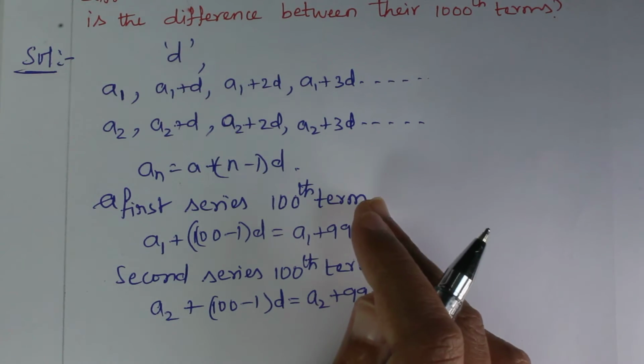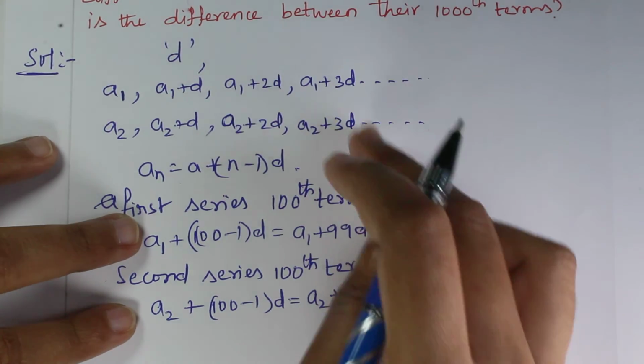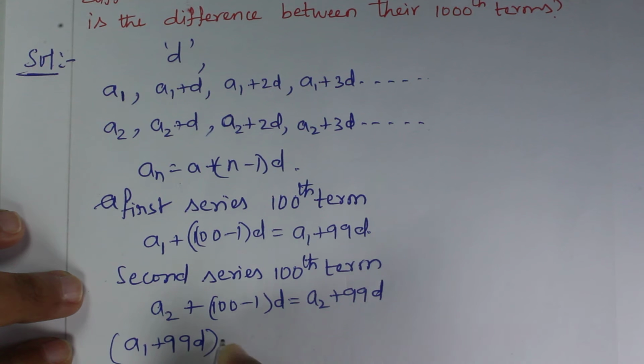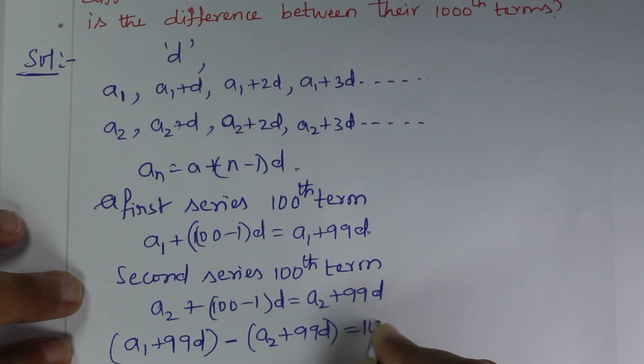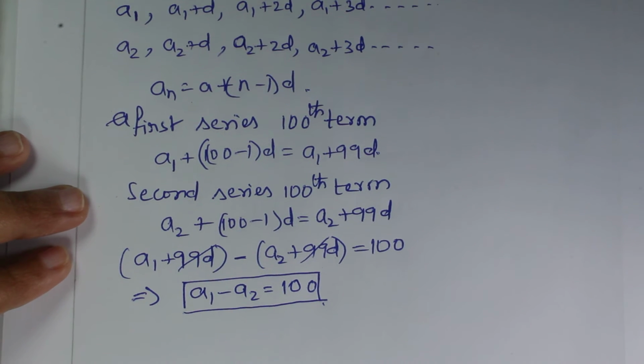And he has given that the difference between these two terms, the difference between the 100th terms, is 100. So A1 plus 99d minus A2 plus 99d is equal to 100. That implies 99d gets cancelled. A1 minus A2 is equal to 100.